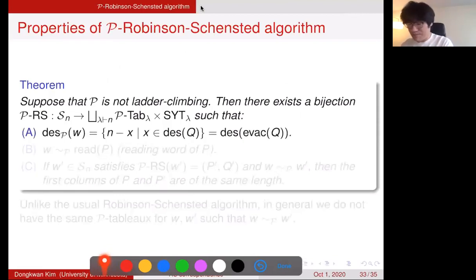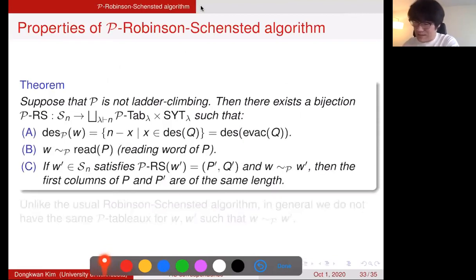And the theorem is this. Suppose that P is not ladder climbing, and there exists a bijection, which we call P Robinson-Schensted, from S_n to the pair of tableaux here. You see that the second part is still a standard Young tableau, but the first part is the P tableau instead of standard. So it's a generalization of the standard Young tableau, but we need the same shape as well.